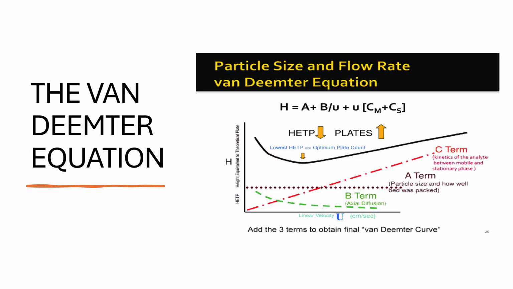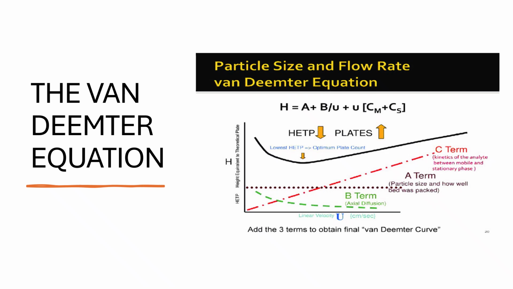Now let's get into the science with the Van Deemter equation. This is the mathematical relationship that describes how efficiently your column separates compounds. So the equation is H = A + B/u + Cu, where H is the height equivalent to a theoretical plate, basically a measure of peak broadening. Smaller H means better efficiency and sharper peaks. And u is the linear velocity of the carrier gas.